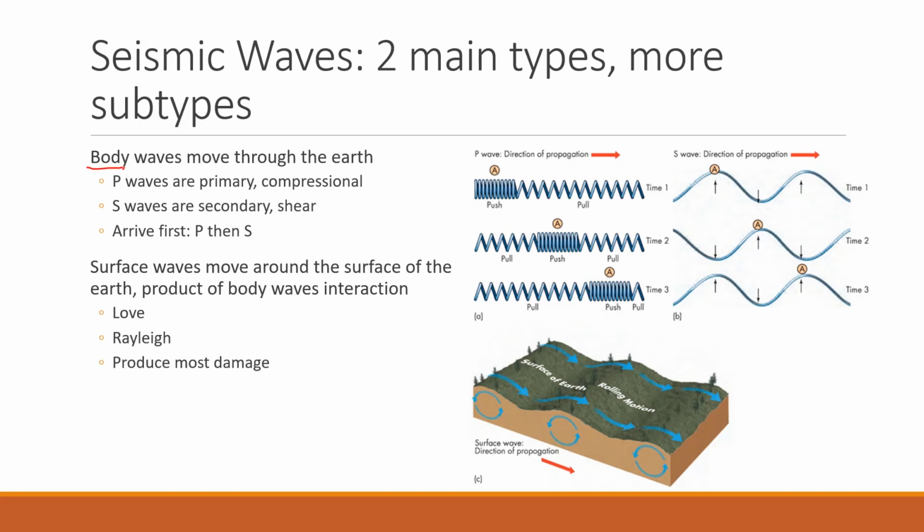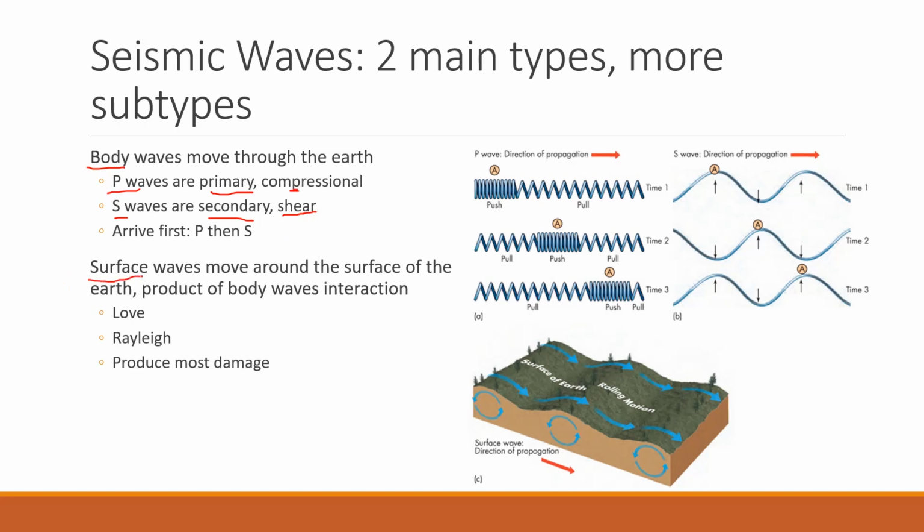Body waves move through the earth. There are P waves, which stands for primary. Conveniently, these are compressional waves, so that's another way of remembering it. S waves stand for secondary because they come in after the primary waves, but they move by shear. So most S waves are called shear waves.